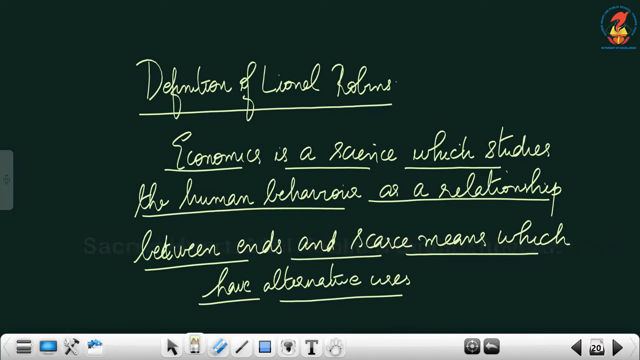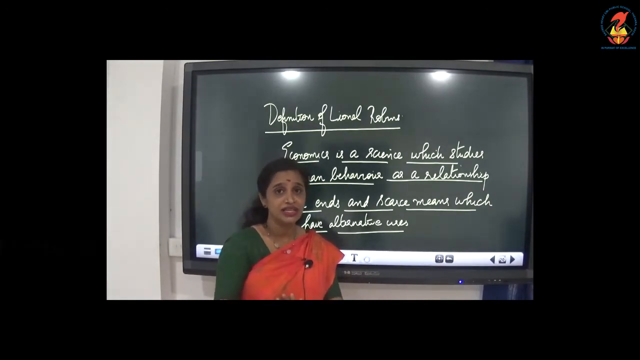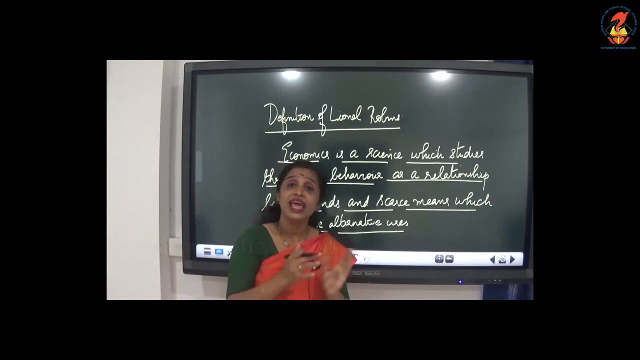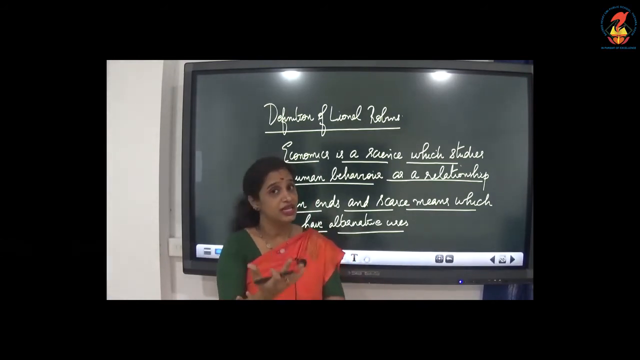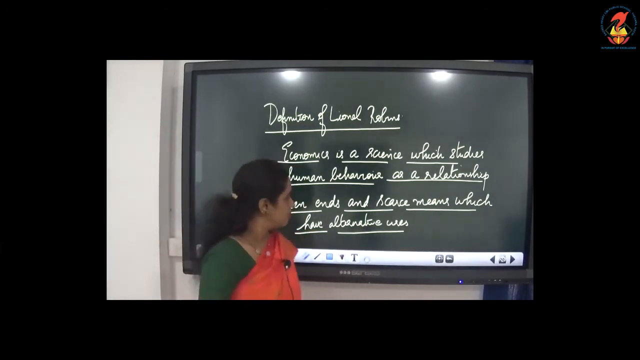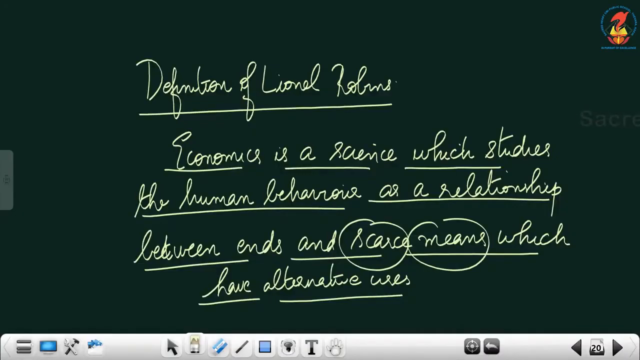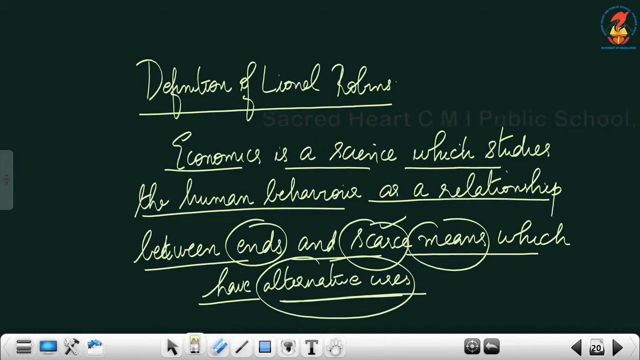It is a study of human behavior as a relationship between, what are we studying here? The relationship between ends and means. We are studying the relationship between ends and scarce means. To be very, very important, ends and scarce means which have alternative uses. Now let us see what this ends and means is.